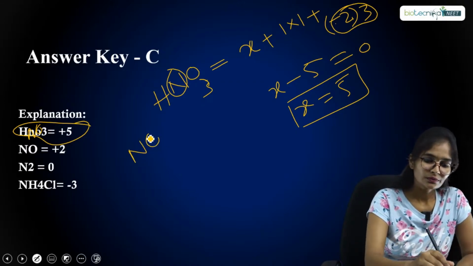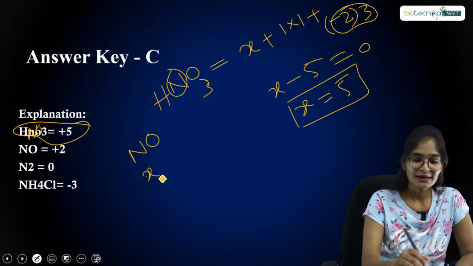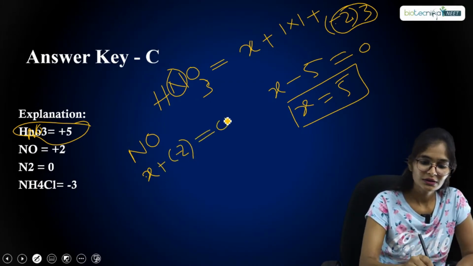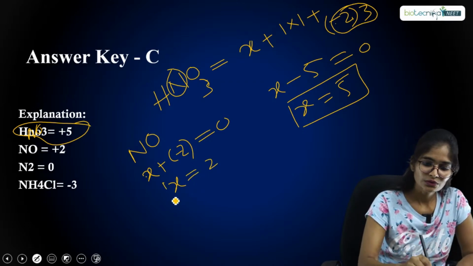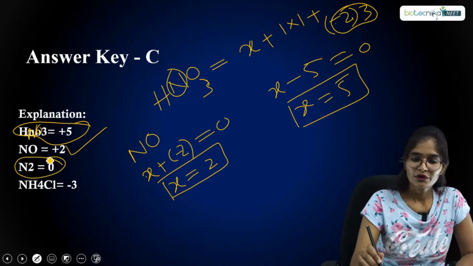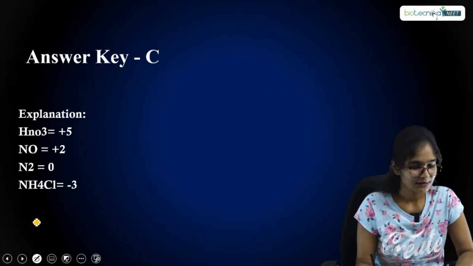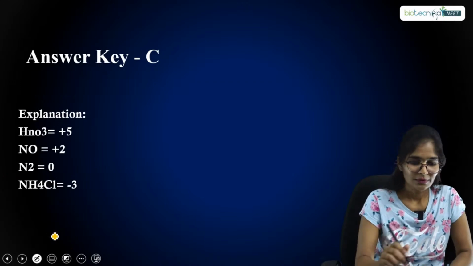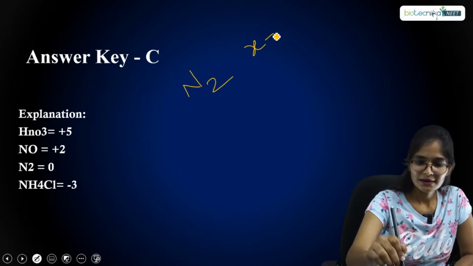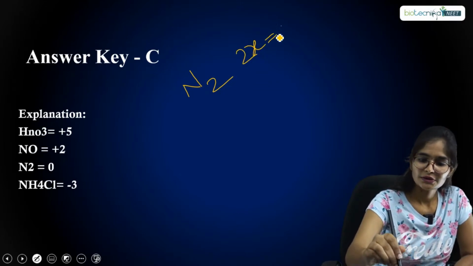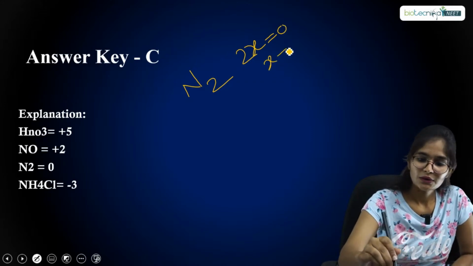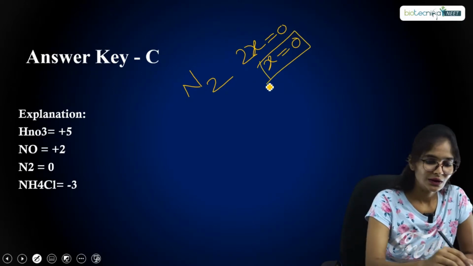Coming to NO, consider nitrogen as X and oxygen as -2. You have only one oxygen, so X will be equal to +2. Now coming to N2, how can you calculate? Let me erase all this. Nitrogen is X, and you have two nitrogens, so 2X must be equal to 0. Apart from that, you don't have any element, so X will be equal to 0. That is the answer.